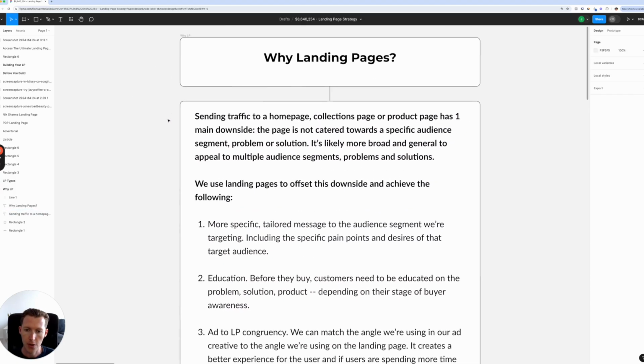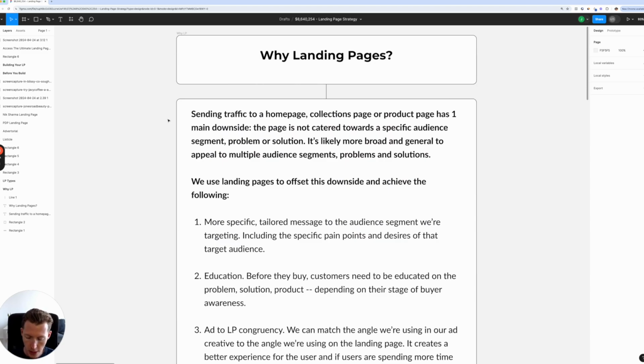So first things first, if you're sending traffic to a homepage, a collections page, or a product page, that has one main downside. And that downside is the page is not catered towards a specific audience segment, problem, or solution. And it's likely more broad and general to appeal to multiple audience segments, problems, and solutions, right? So you can see how, trying to appeal to everyone, you don't really have the potency in a message that will appeal to one specific audience segment, right?